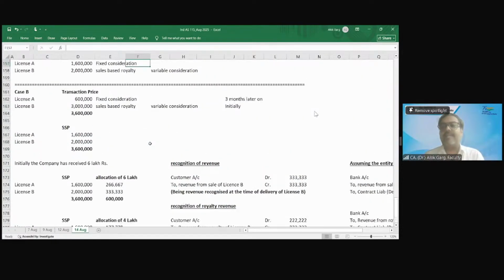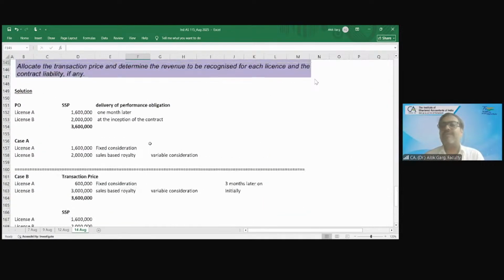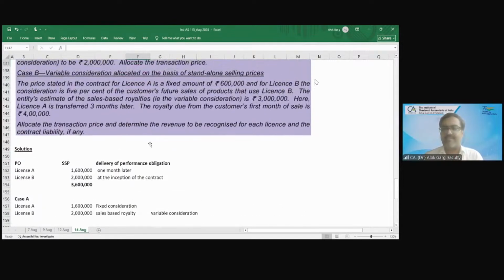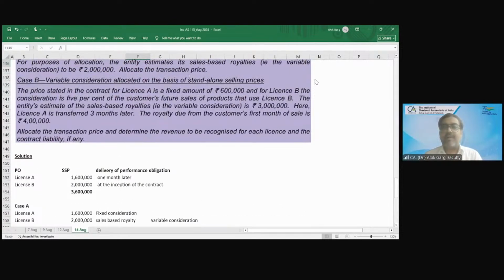Yeah, so let me tell you. The total royalty based fee is 30 lakh, right? But in the first month of the sale, the collection is 4 lakh only. So you have collected only 4 lakh rupees. And it is a variable consideration, a sales based royalty. So whatever you collect, you will recognize that only. Collect means the royalty which is due.